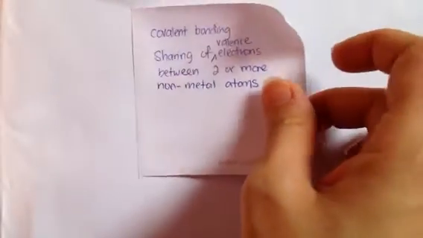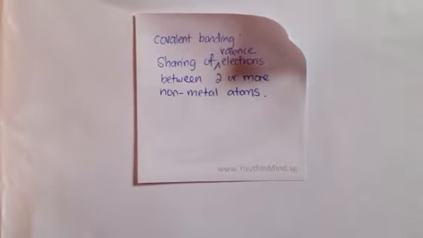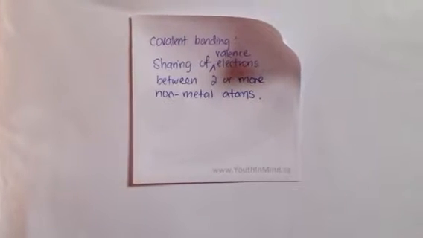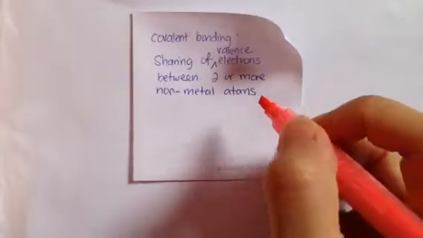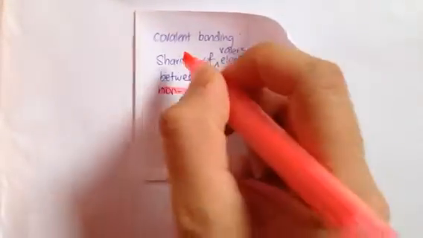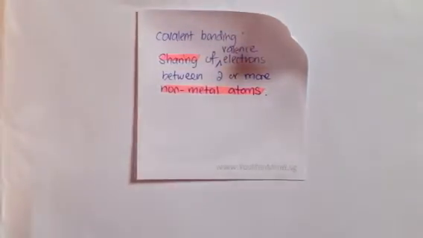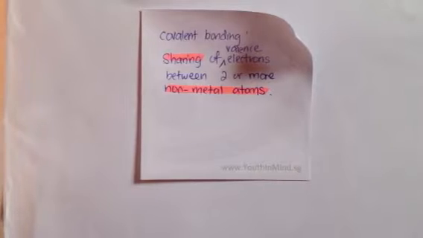Hi, today we'll be doing a recap on the drawing of dot and cross diagram for covalent bonding. So what is a covalent bond? I hope you still remember that covalent bonding is the sharing of valence electrons between two or more non-metal atoms. Okay, non-metal, and remember it is all about the sharing of electrons.